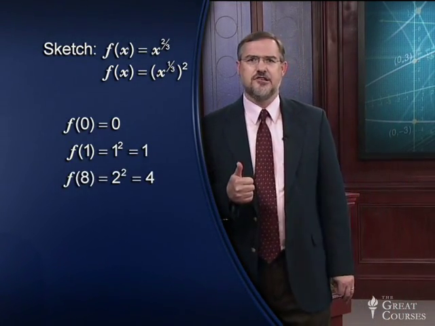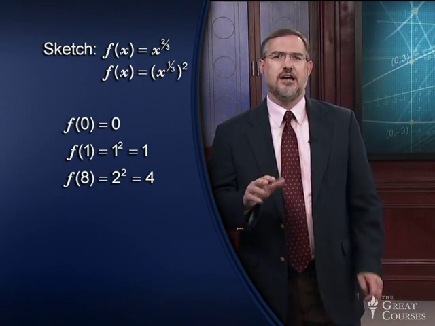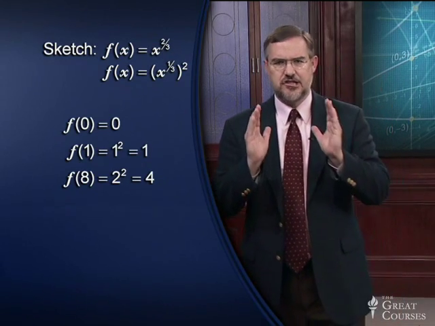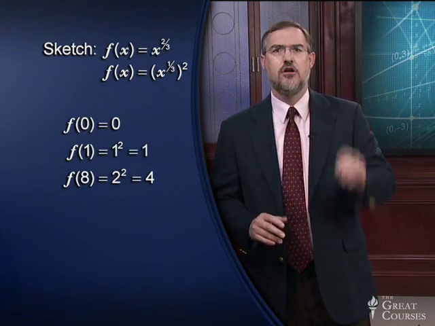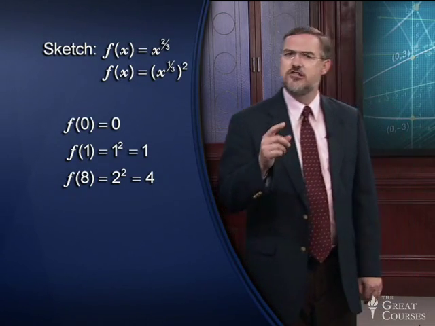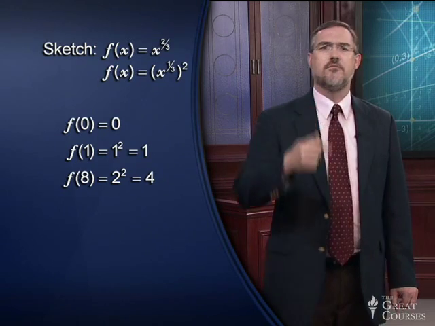So f of 8 is going to be 8 to the 2/3, which is the same as 8 to the 1/3 squared. But that's the same as 2 squared, which is 4. So f of 8 is equal to 4, which means that the point (8, 4) is on this graph. Let's do one more of these.